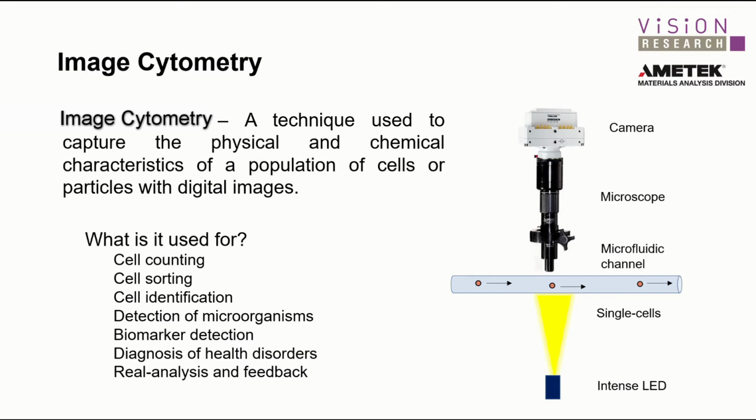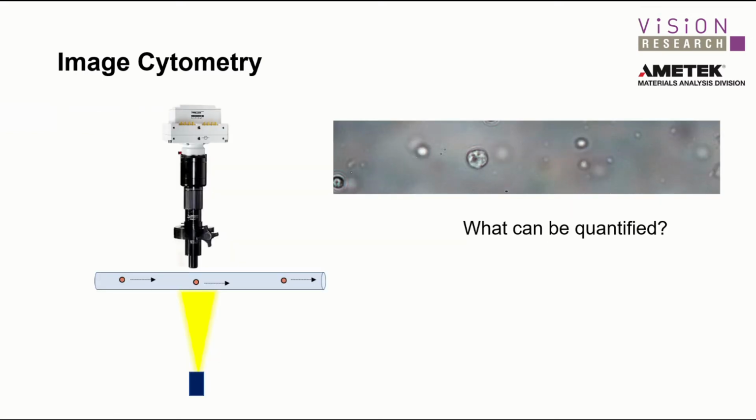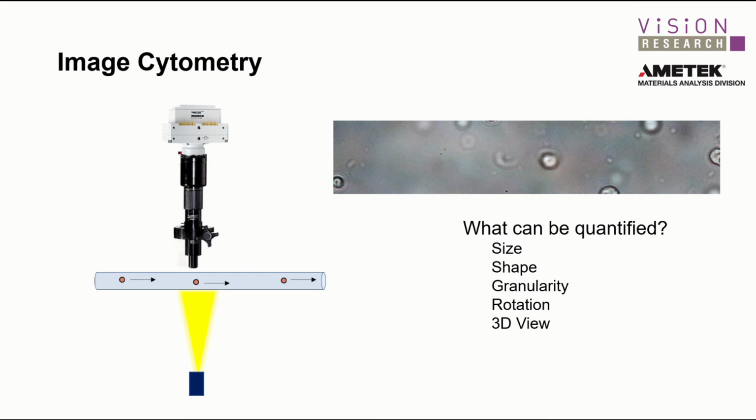So this is a typical example of a high-speed video of a cell going ultra fast. So what can be quantified from this? Size, shape, granularity, the rotation of that cell. You get a 3D view of it. People are working on determining elasticity of that as it travels through, the opacity, and with high quality, high-speed imaging, you can even look into the organelles and see what the inner side of the cell actually looks like.